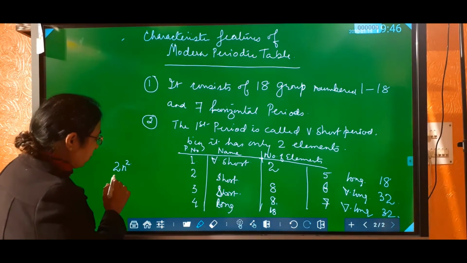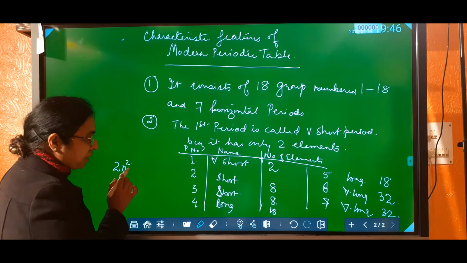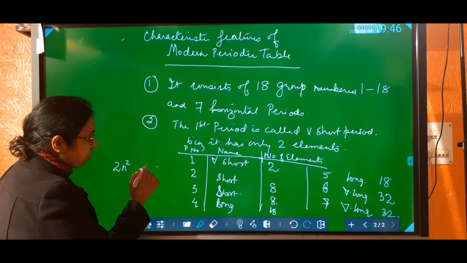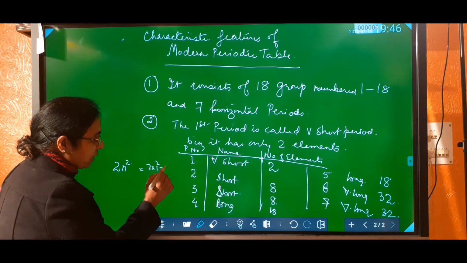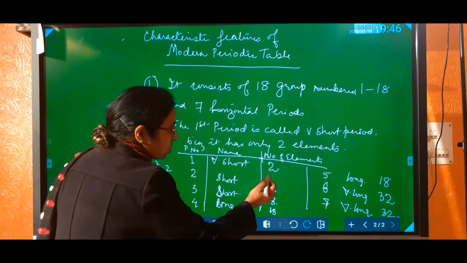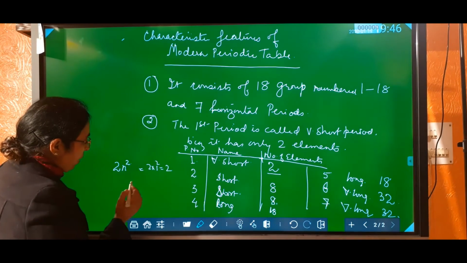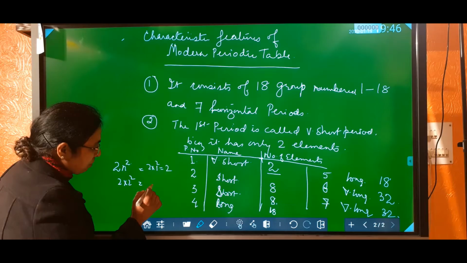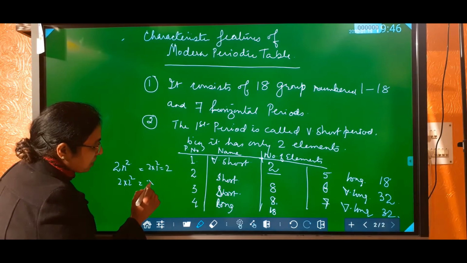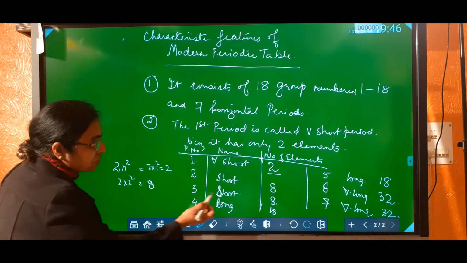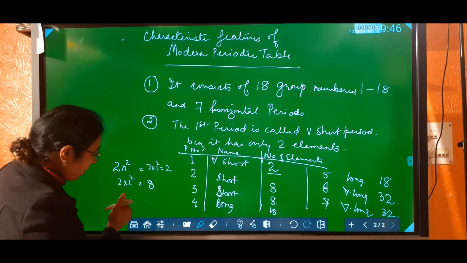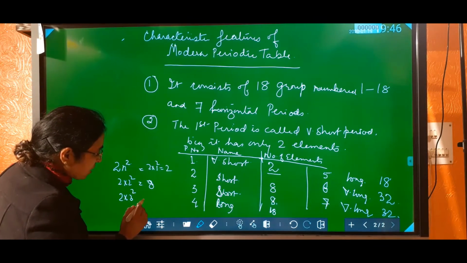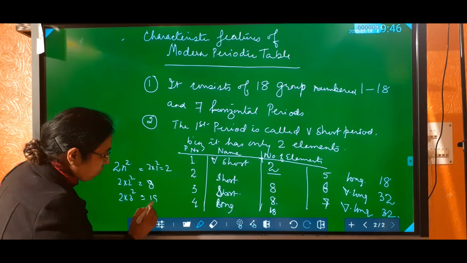If you are writing 2n² and the value of n is 1, the maximum capacity becomes 2 into 1 squared, that is 2. So the number of elements is 2. If you have 2 into 2 squared, the maximum capacity becomes 8. So this is a short period. If you have 2 into 3 squared, the maximum capacity becomes 18.